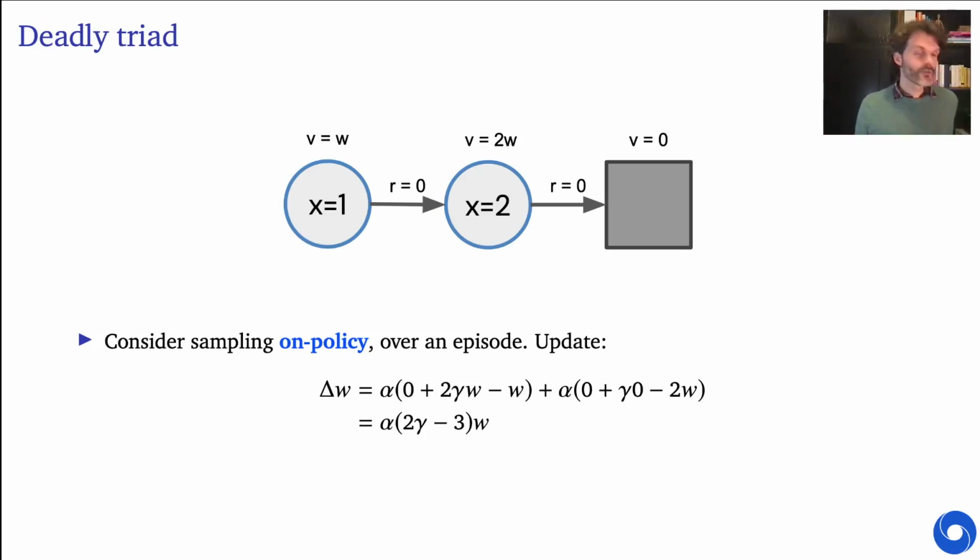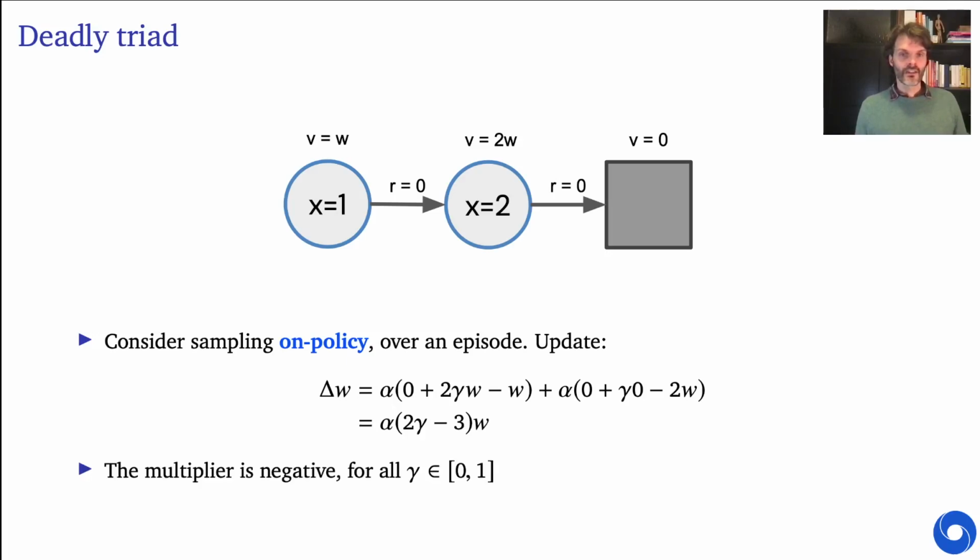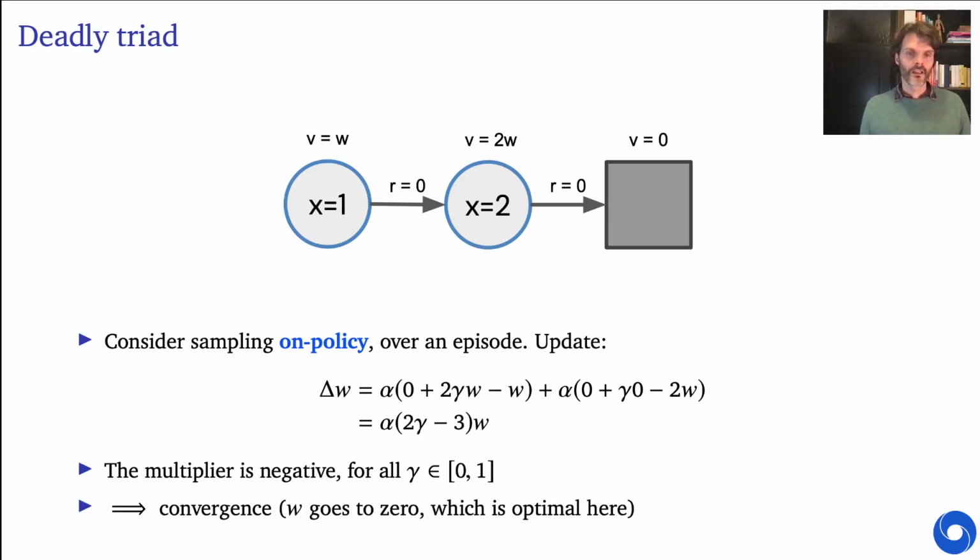And indeed, it has been proven in general that on-policy temporal difference learning with linear function approximation will converge to the optimal values in terms of its fixed point, right? So the fixed point of TD is still different from Monte Carlo, but if we consider that fixed point to be the goal, it will find that fixed point in the on-policy case. As I mentioned, the multiplier here is negative for any discount factor between 0 and 1. Okay, so off policy is a problem, on policy fixes it.